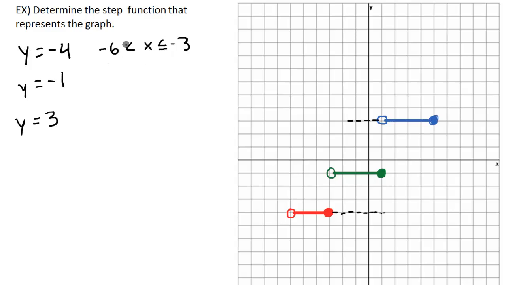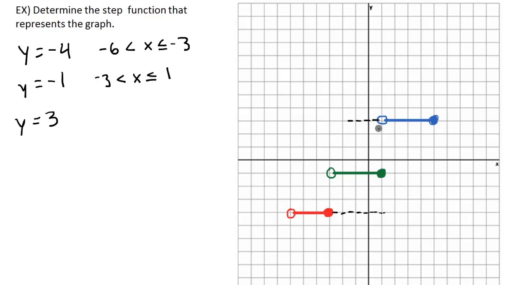So if our x falls in between -6 and -3, including the -3, our y will be equal to -4. Okay, let's continue on and do the y equals -1, and that's going to be between -3 and +1 for x. So I do -3. It's an open point, so I use less than, and then I've got x is less than or equal to. It's a closed point, so that's why I use that one. And then that's going to be +1.